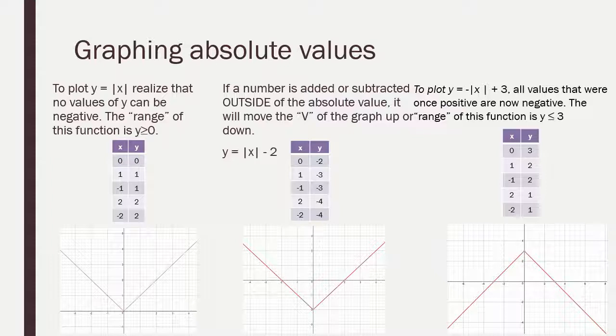The shift up or down is the same as with the basic function. For a positive number, such as in this case, it shifted up 3 spaces. If it were negative, it would have shifted down, but it will still remain upside down. The range of this function in my example on the right is y is less than or equal to 3.